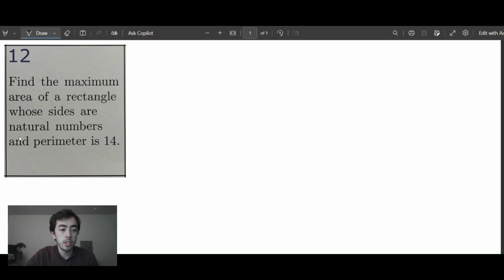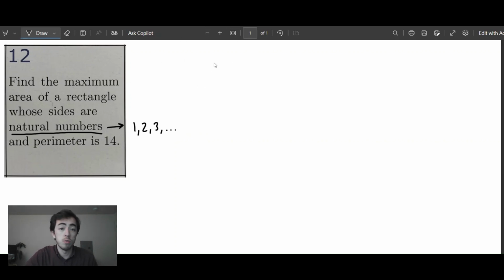All right, some definitions. Natural numbers. These are going to be whole numbers starting at 1. So 1, 2, 3, and so on and so forth. Perimeter just means the total distance around a shape. And well, I'm pretty sure you know what a rectangle is.